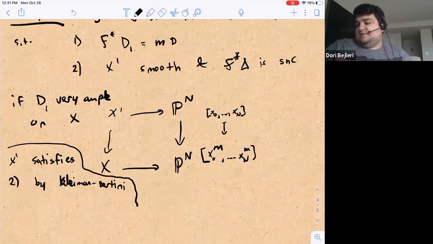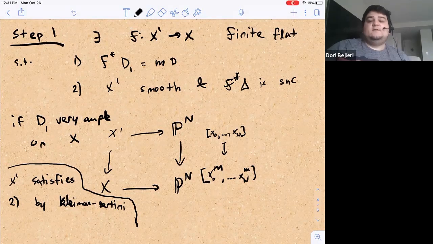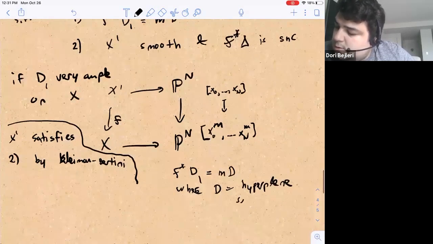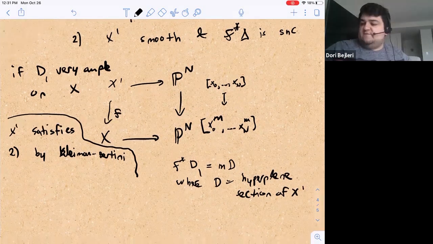And by definition, this map pulls back a hyperplane to be m times a hyperplane, so it'll pull back D1 to be m times whatever the hyperplane section of X prime is. Okay, so that does the job for very ample divisors. And now for an arbitrary divisor, we write it as the difference of very amples.